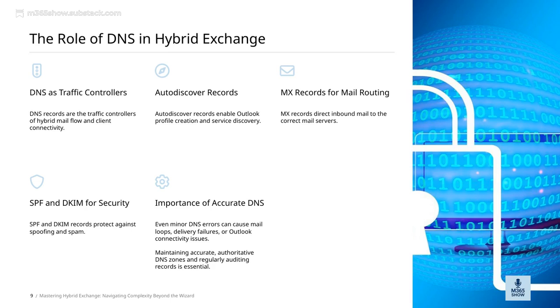Moving on to mail routing, MX records are the key. They direct inbound mail to the correct mail servers, making sure your messages arrive where they should. Autodiscover records are another critical piece. They enable Outlook to automatically create profiles and discover necessary services, streamlining user experience and reducing setup issues.